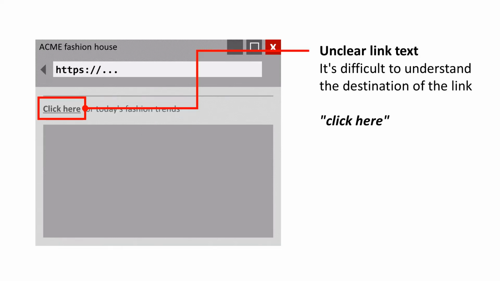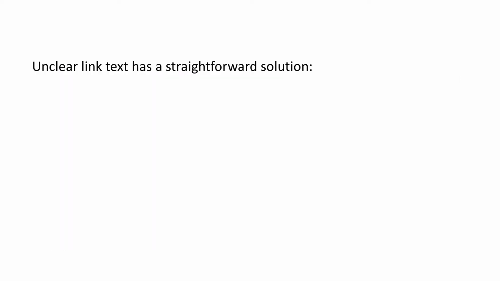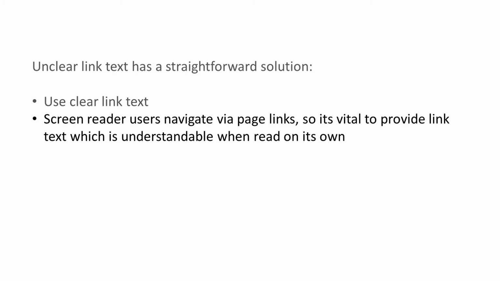If a link is labelled unclearly, as in the case of the link text click here, it becomes difficult to understand the destination of the link. Overcoming unclear link text has a straightforward solution. Use clear link text. Seriously, it's that simple. Screen reader users navigate via page links, so it's vital to provide link text which is understandable when read on its own. But what constitutes clear link text? It's text which is understandable when read on its own, away from any other non-link text or paragraph content.